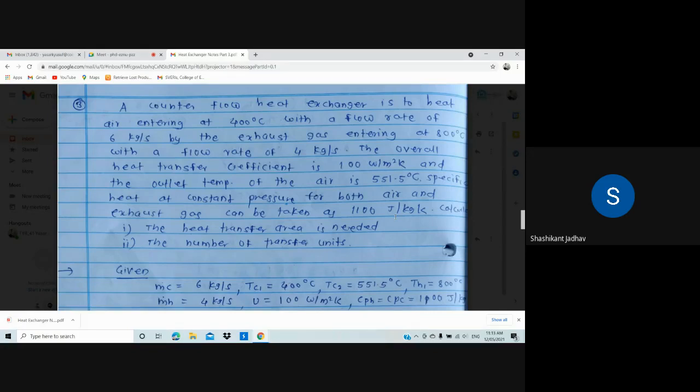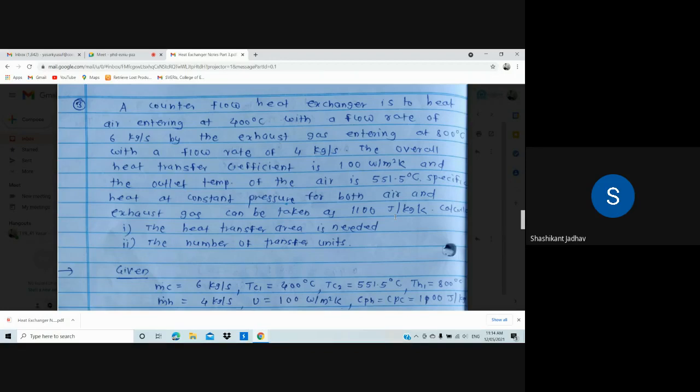Okay. Once again, you have to check the problem. A counter flow heat exchanger is to heat air entering at 400 degrees Celsius with a flow rate of 6 kg per second by the exhaust gas entering at 800 degrees Celsius with a flow rate of 4 kg per second. The overall heat transfer coefficient is 100 watt per meter square Kelvin, and the outlet temperature of the air is 551.5 degrees Celsius. Specific heat at constant pressure for both air and exhaust gas can be taken as 1100 joule per kg Kelvin. Calculate first the heat transfer area needed. Second, the number of transfer units.